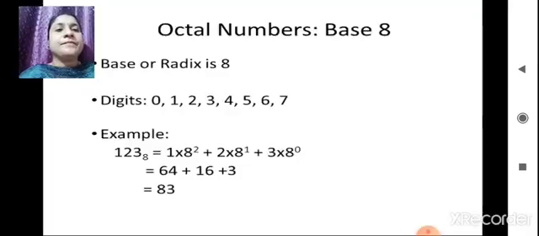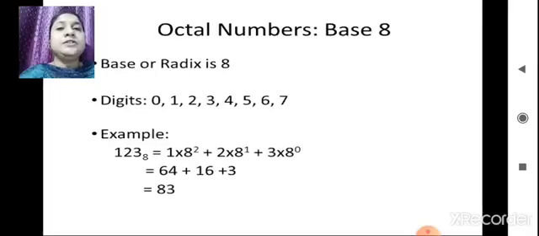See here, an example: 123. The base given is 8. So 1 is multiplied by 8, plus 2 is multiplied by 8, plus 3 is multiplied by 8. But you all know the rule that we have to raise the power of 8. We will write it from right to left.